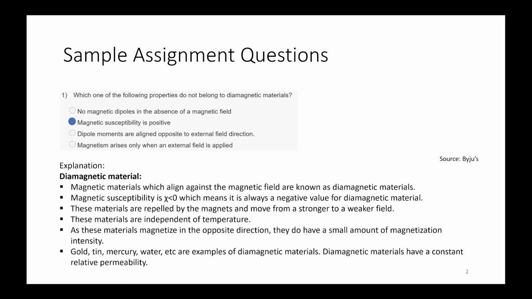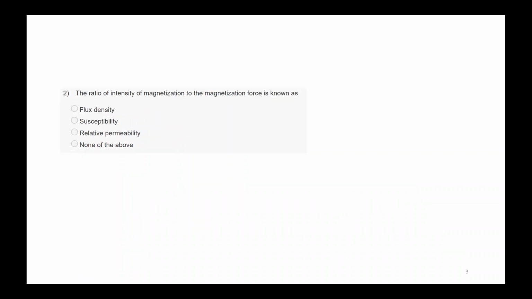This was your first question. Which one of the following properties does not belong to diamagnetic properties? So we know that its magnetic susceptibility is negative, which is lesser than vacuum. The second question was the ratio of intensity of magnetization to the magnetizing force is known as. The answer will be susceptibility.